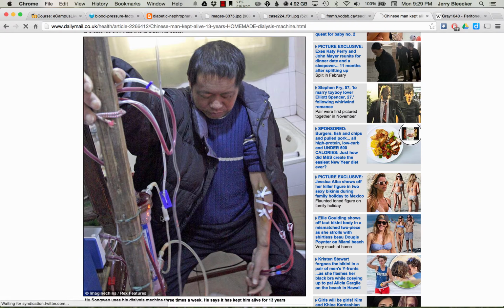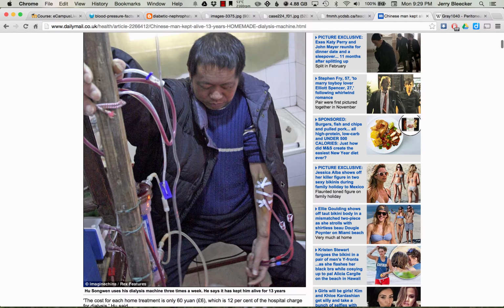What he's essentially done is whipped up a homebrew dialysis machine where his blood is extracted from his body. This here is what is called the dialyzer. So his blood is flowing past fresh fluid, sort of plasma-like fluid, and is being cleaned and returned to his body.